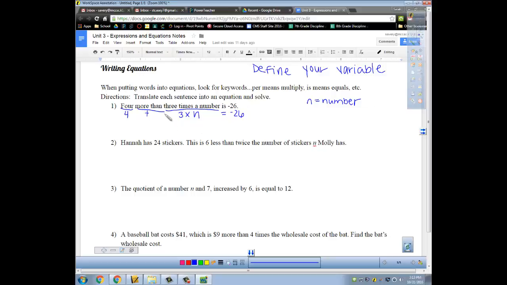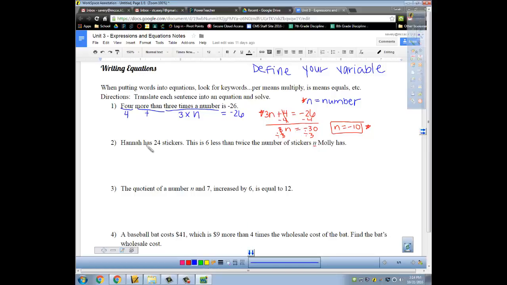Okay, so I'm going to put this together, and I always write my variable first. So 3 times n can be written as 3n. Then I have 4 plus, so plus 4 equals negative 26. And then I'm going to solve this. So we're going to get rid of the friend first, so subtract 4 from both sides. Get 3n equals negative 30. And then divide both sides by 3 to get n equals negative 10. So I'm looking for 3 things. I'm looking for defining your variable, so tell me what the variable means, your equation, and your answer.